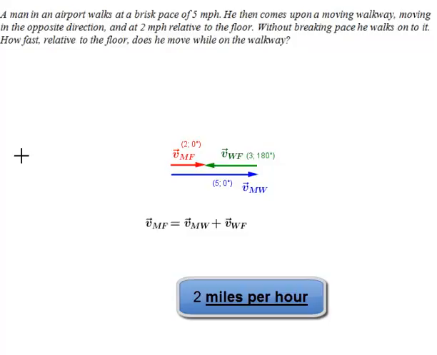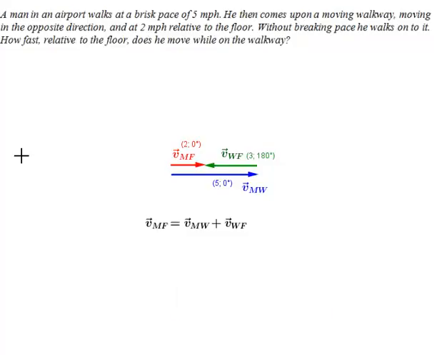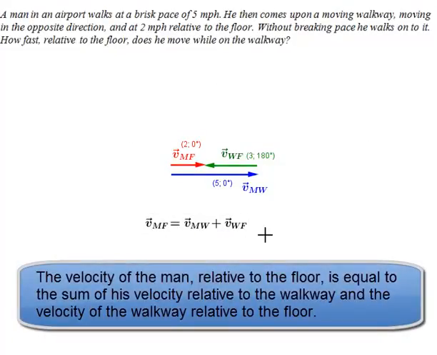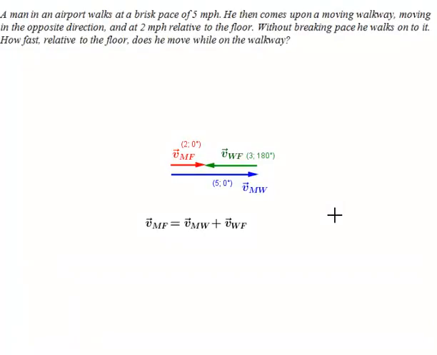In the next video, we'll look at a slightly more difficult problem, and I want you to remember this principle. The velocity of the man relative to the floor is equal to the velocity of the man relative to the walkway plus the velocity of the walkway relative to the floor. Try and get this intuition into your head, if not from this problem, from the previous one. And then you'll be able to solve any problem involving relative motion. Okay, so that's it for this video.